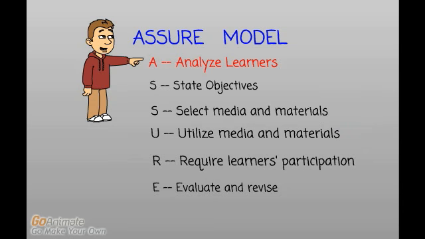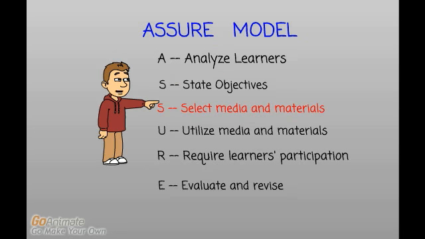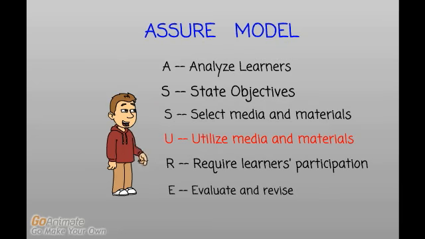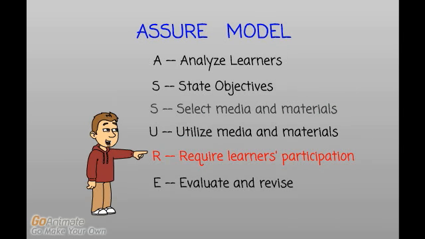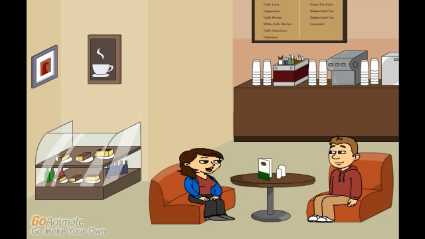The ASSURE model contains 6 steps. The A stands for Analyze the Learner. The first S stands for State Objectives. The second S is Select Media and Materials. The U stands for Utilize Media and Materials. The R stands for Require Learner Participation. And the E stands for Evaluate and Revise. Interesting. Please tell me more about each individual step.